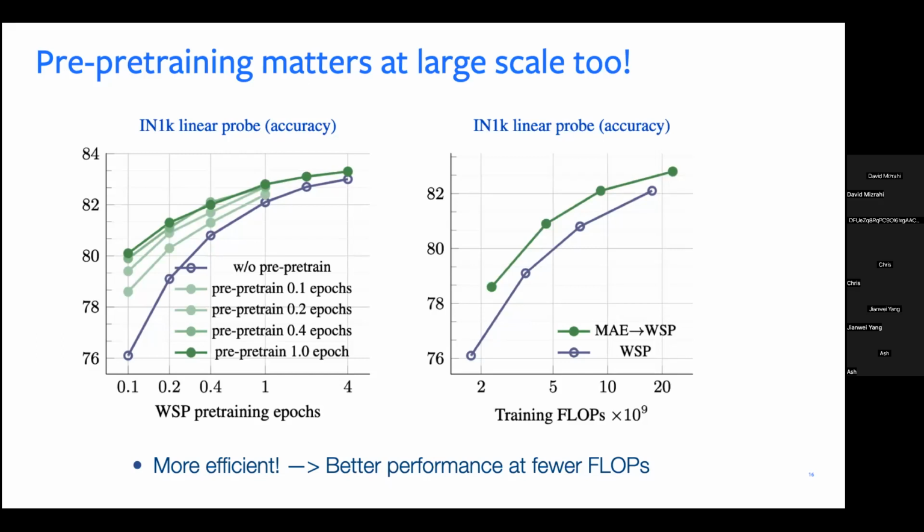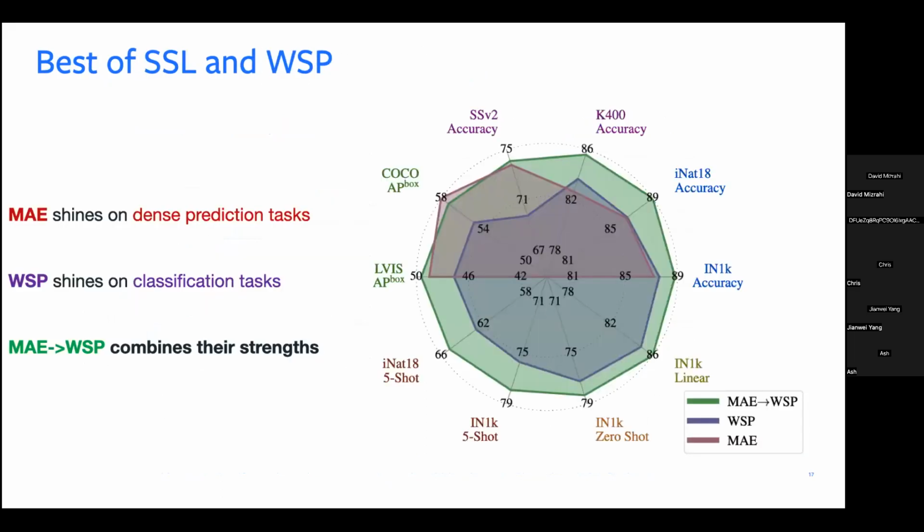This is all about efficiency, it's all about accuracy. Does it really matter for performance? And so we looked at the pre-trained model across a bunch of different diverse tasks: video recognition, image classification, object detection, segmentation, 5-shot, 0-shot, pick your favorite evaluation method. And we basically have the MAE model, we have the standard weakly supervised model, and then this model with pre-training. And we can observe that the MAE model, of course, shines on dense prediction tasks.